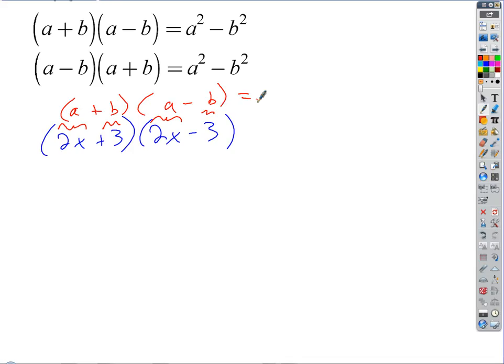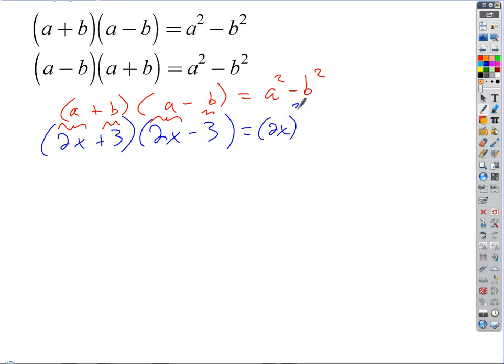Okay, so A plus B times A minus B is what? What would we say that was? A squared minus B squared, right? The difference of the squares. So what's that going to give us here? Our A is, what did we say it was? It's 2x, the quantity 2x.